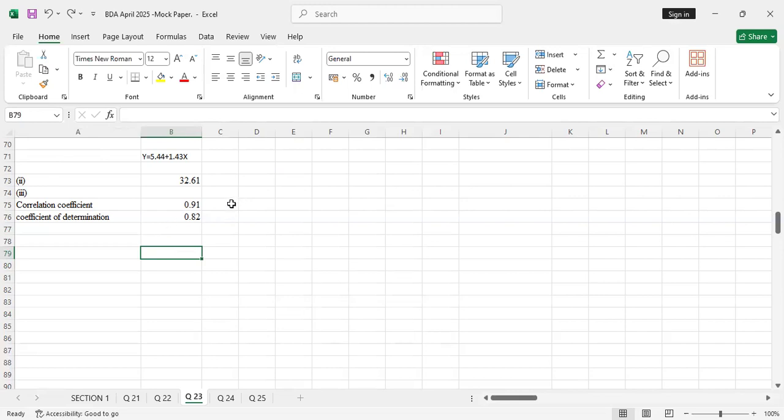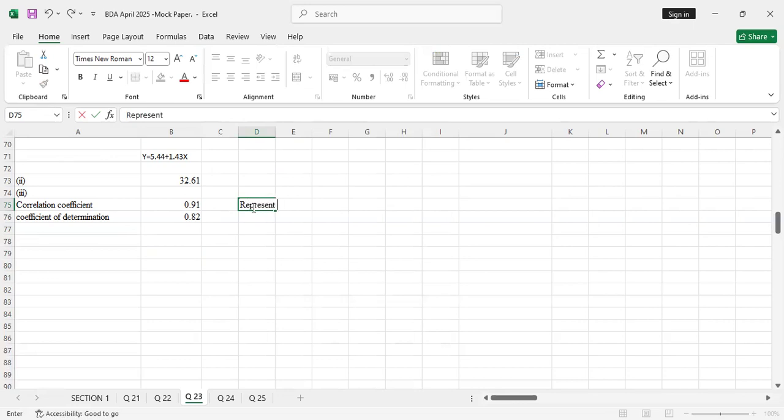So because this is 1, it will represent a stronger relationship between the dependent variable (Y) and the independent variable (X). That's what you just have to say: it represents a stronger relationship between dependent variable Y and independent variable X.